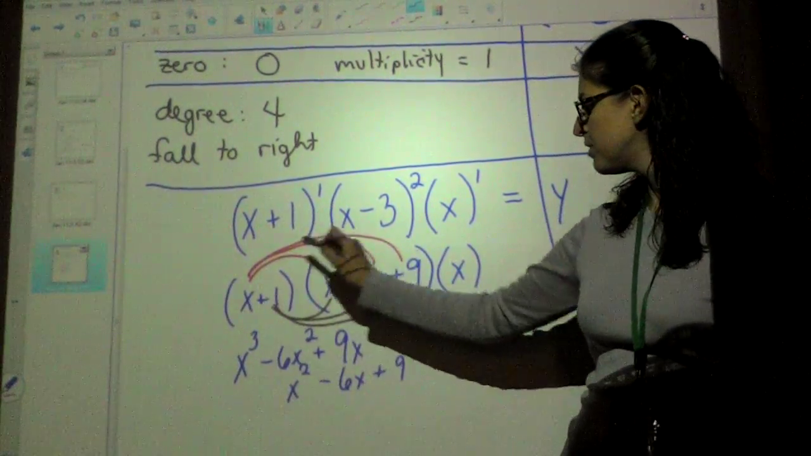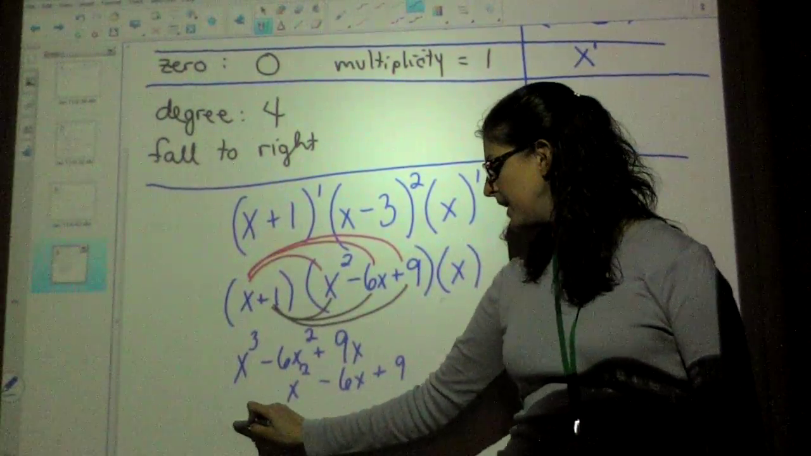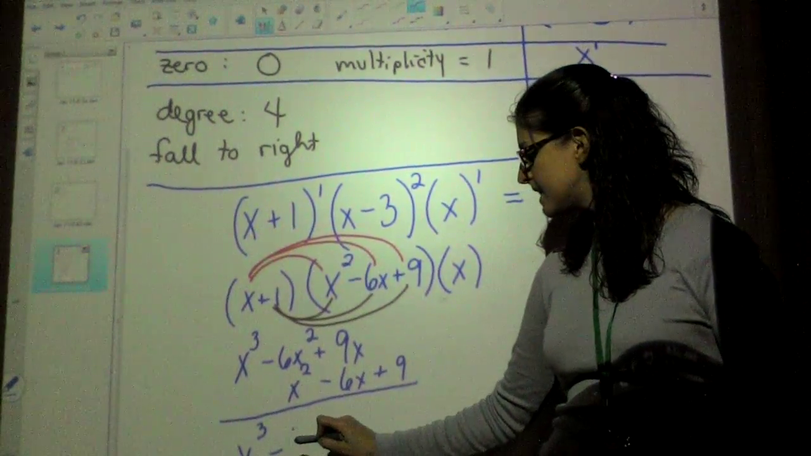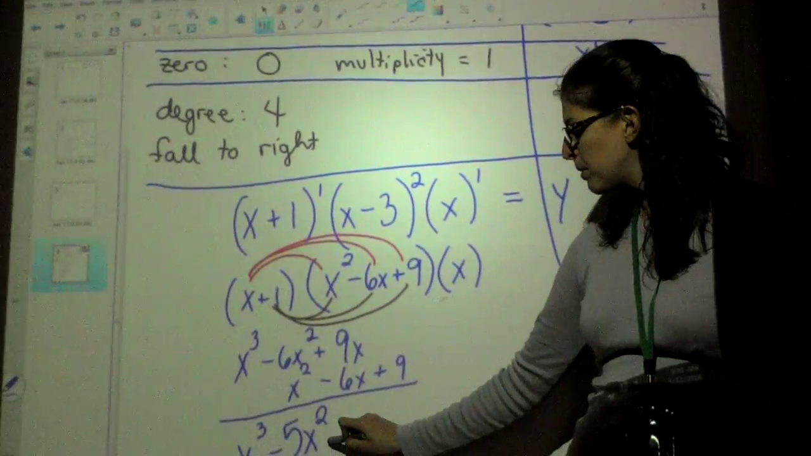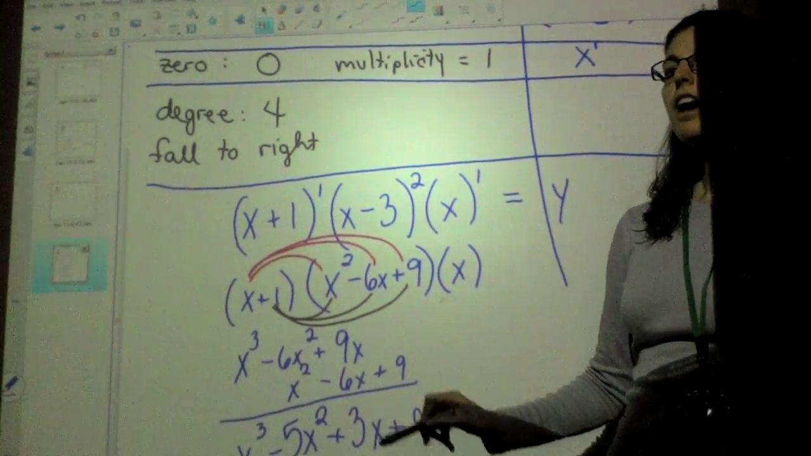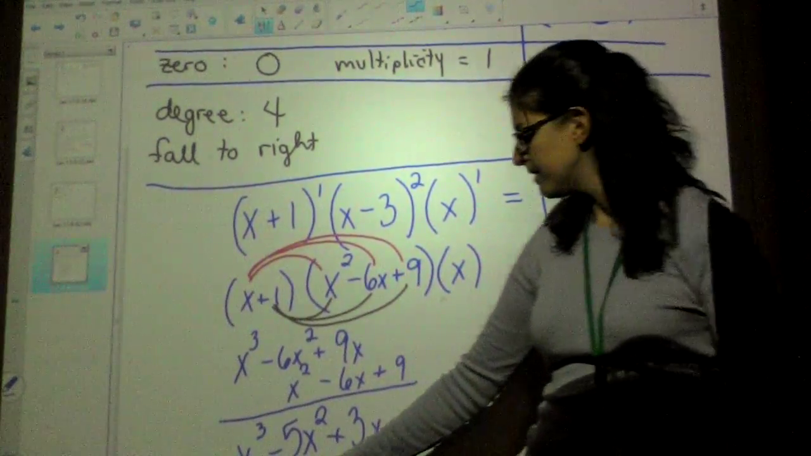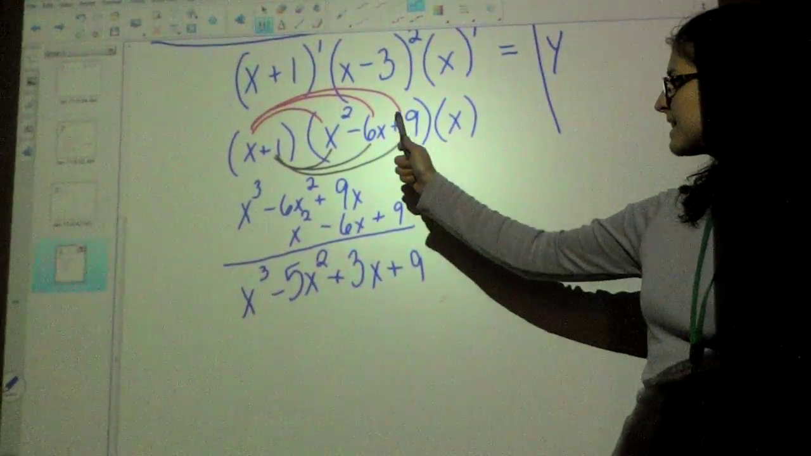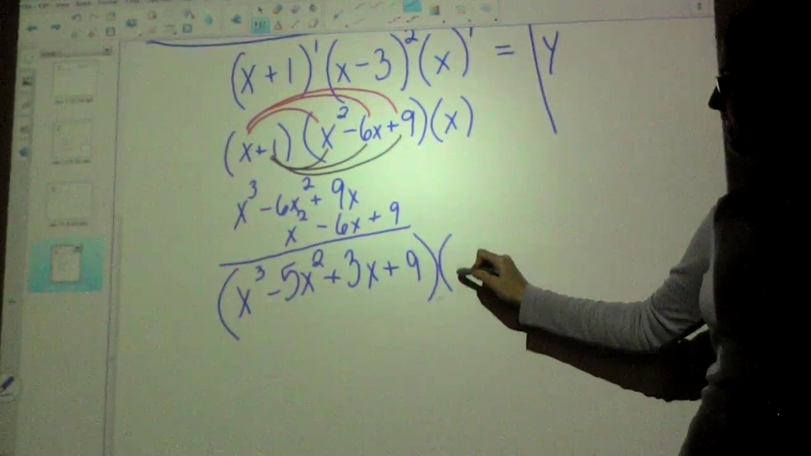So those two things multiplied are going to give me x cubed minus 5x squared, very good, plus 3x plus 9. But you still need to multiply by this x. That's just those two things multiplied together. So let me write that down. This whole thing times x.